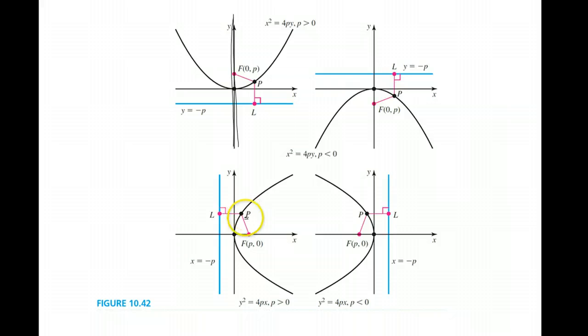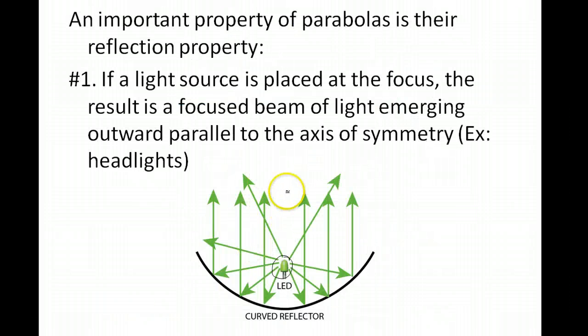Actually, the way to describe the axis of symmetry is the line passing through the focus and the vertex, perpendicular to the directrix, right? So here, in this case, the axis of symmetry would be this line here, right?